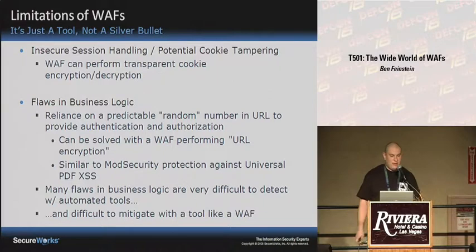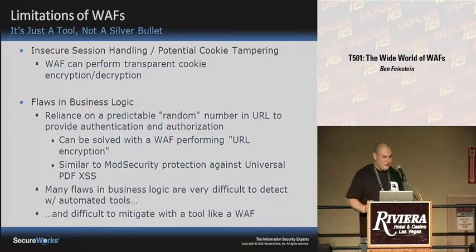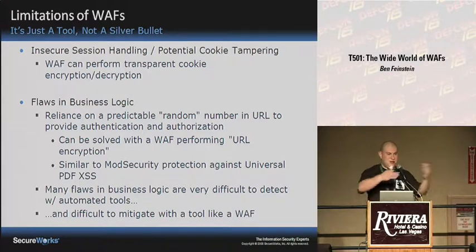Here's an example: a reliance on a predictable random URL that just provides authentication and authorization. So if you know this weird URL, then you can get to content you shouldn't be able to get to. So WAFs can solve this by URL encryption, where it's basically proxying the URLs back and forth. And that's kind of similar to how they're doing that PDF universal cross-site scripting protection I mentioned.